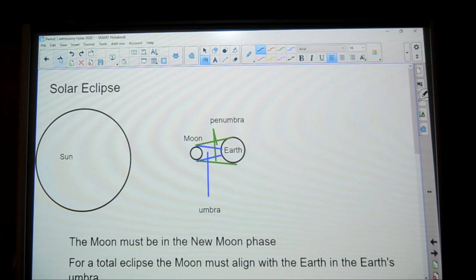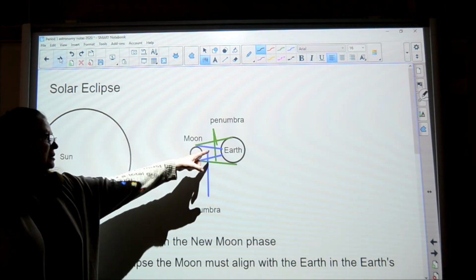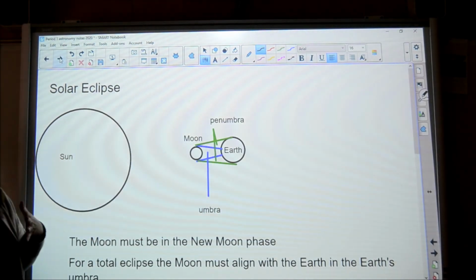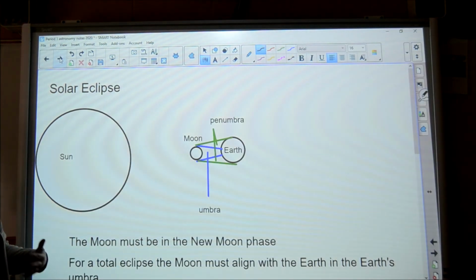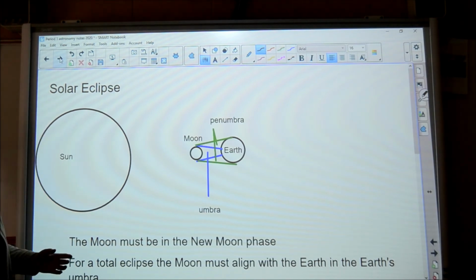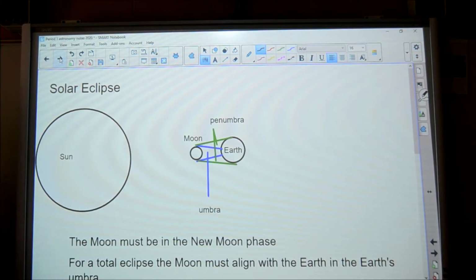Solar eclipse. This one, I need a new moon. Notice the moon is in between the sun and the earth. Same thing, the moon and the earth have to be in the same plane. They can't be off that 5 degrees like it normally is. The moon is smaller than the earth, so its umbra is not going to cover the whole part of the earth. So not everyone is going to actually see the solar eclipse. Then you have your gray area or your penumbra. So that's the penumbral eclipse.